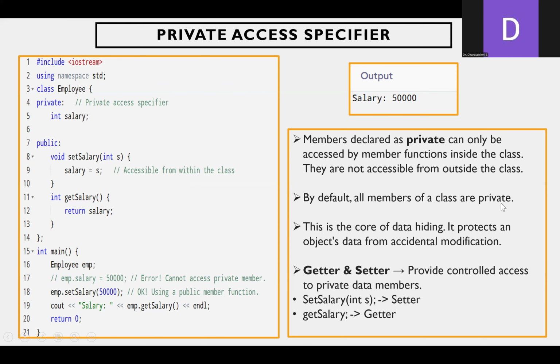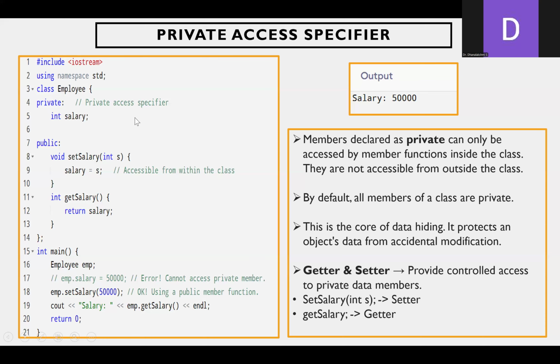Okay, private access specifier. Private members form the core of data hiding. They protect internal data from unauthorized access and accidental modification. Let's take an example here. We start the program by including the header file iostream, and using the standard namespace. Next, let's define a class named employee.